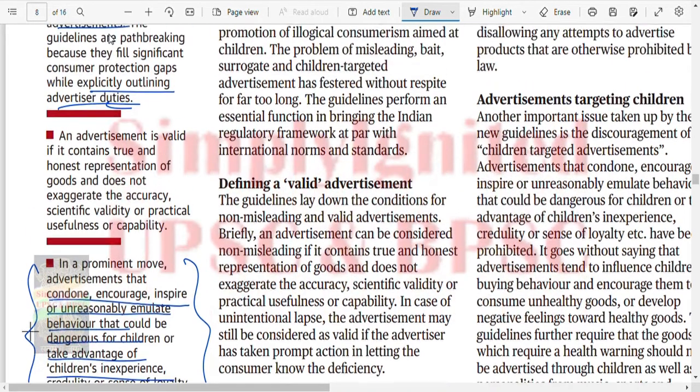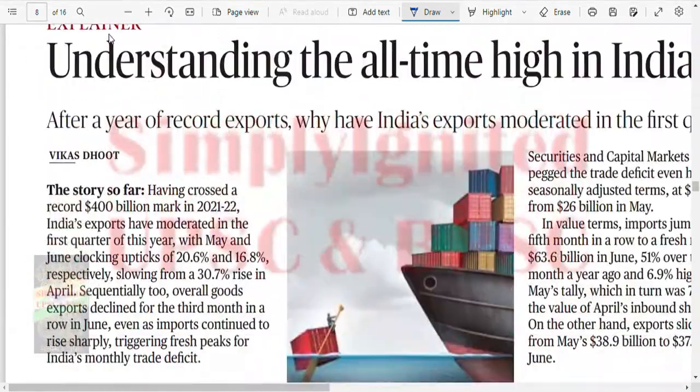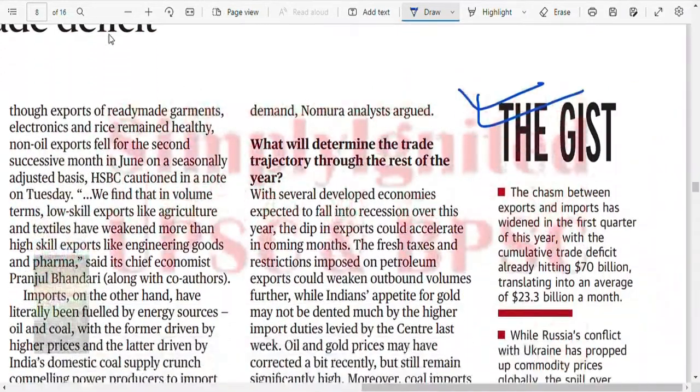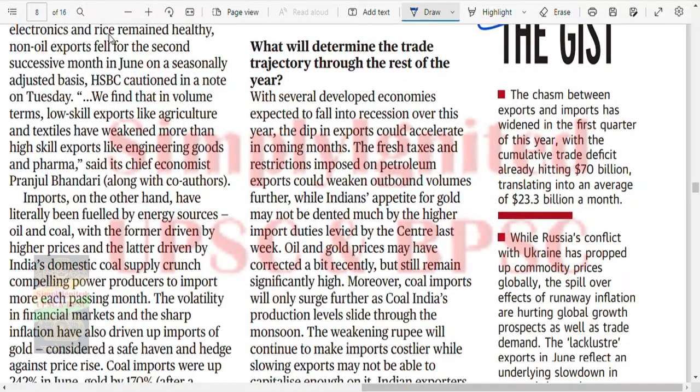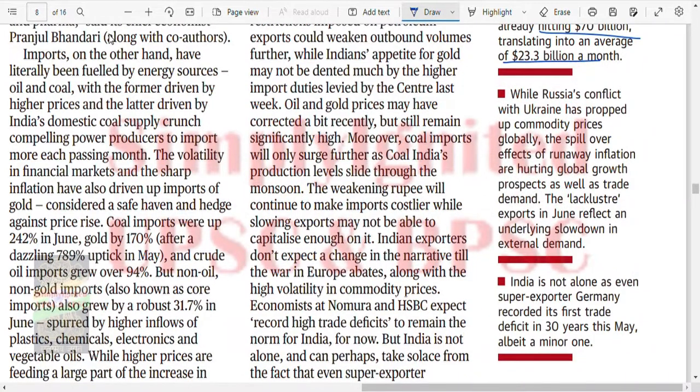Okay, fine. All-time high India's trade deficit. The gap between exports and imports has widened for the first quarter, with the trade deficit hitting 70 billion, translating into an average of 23.3 billion a month. While Russia's conflict with Ukraine has propped commodity prices up globally, the spillover effects of runaway inflation are hurting global growth prospects as well as trade demand. The lackluster export in June reflects an underlying slowdown of external demand.